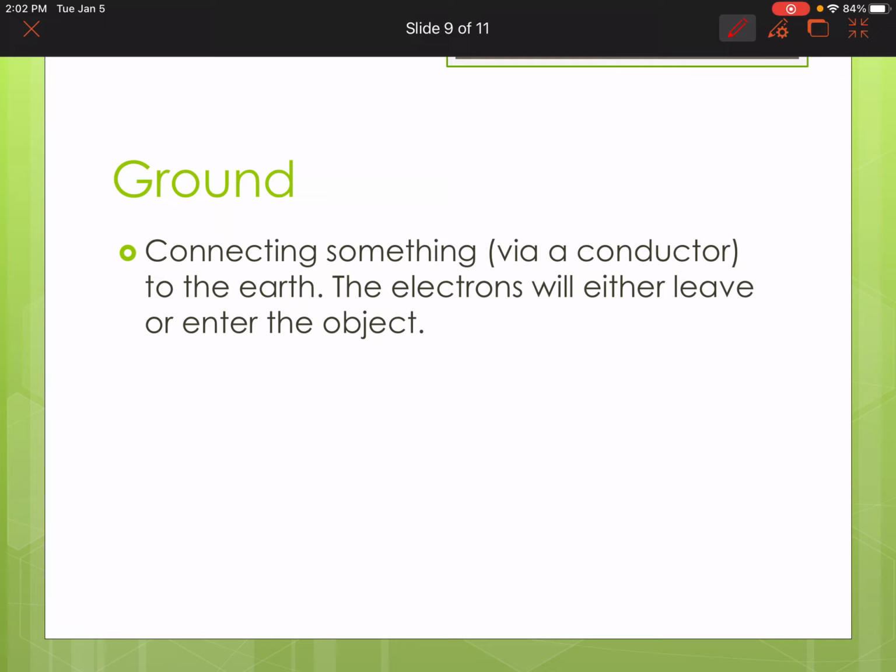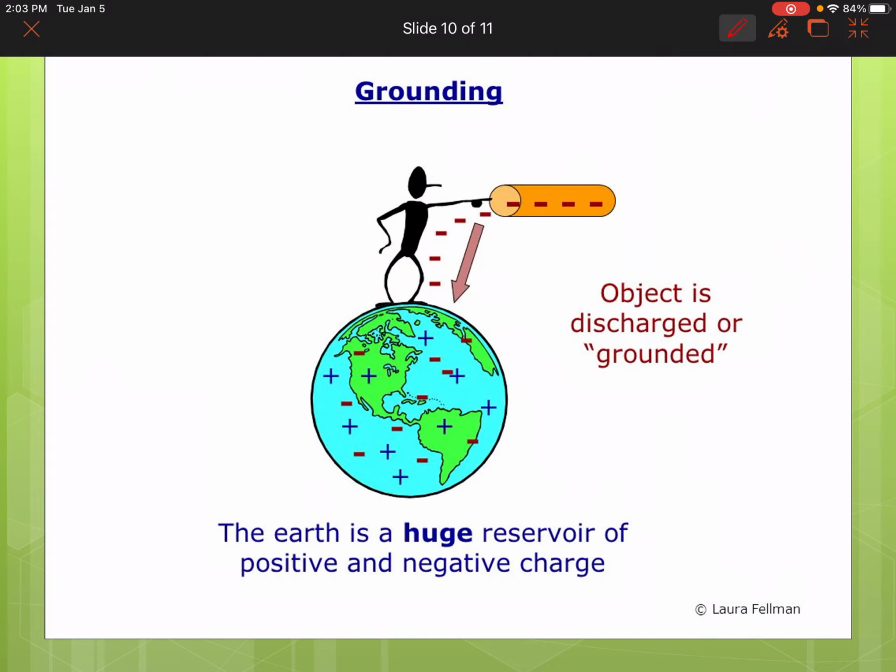Okay, grounding is our next thing here. When we ground something, we're connecting something via a conductor to the earth. People can ground things because we are conductors. So the electrons are either going to leave or enter an object by connecting something to the earth, and that's why we call it ground, because you're literally connecting it to the earth, to the ground.